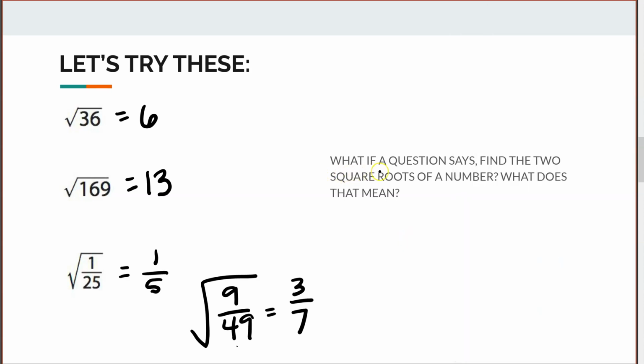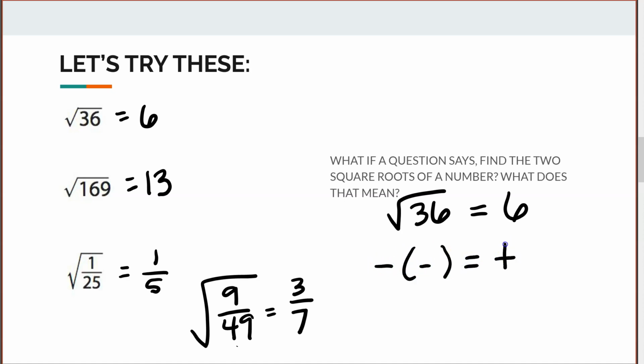All right, let's move on to this question. What if a question says, find the 2 square roots of a number? What does that mean? Well, let's take square root of 36, for example. Well, we found that the square root is 6. Well, miss, isn't the other square root 6? No, that's not what it means. It just means that we are forgetting about negatives. So, yes, our lovely negatives. You learned those in 7th grade or before that. Negative times a negative equals a positive.